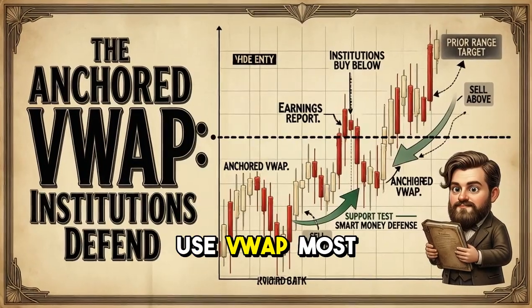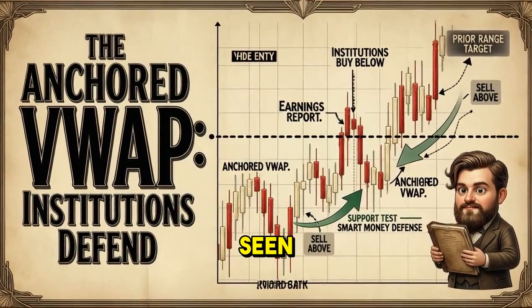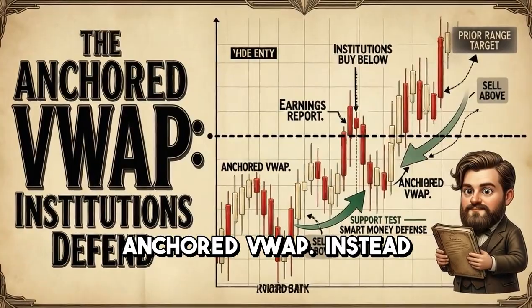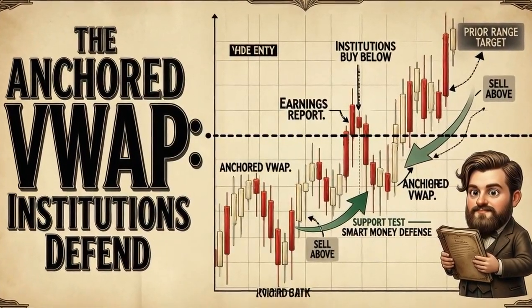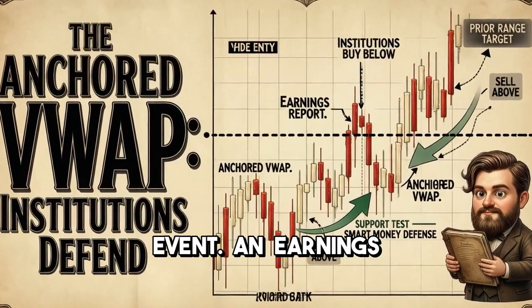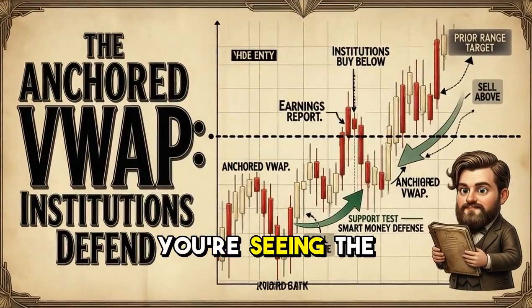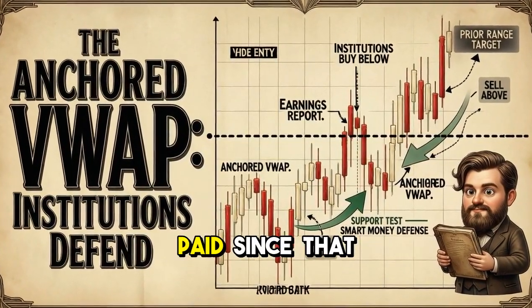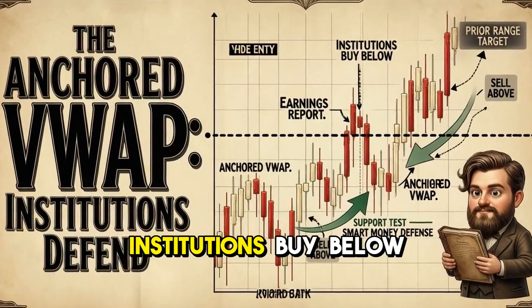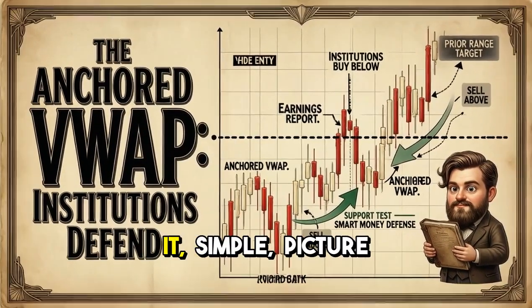But there's a way to use VWAP most people have never seen: anchored VWAP. Instead of resetting daily, you attach it to a key event. An earnings report, a swing high, a breakout. Now you're seeing the average price institutions paid since that event. Institutions buy below it, sell above it.